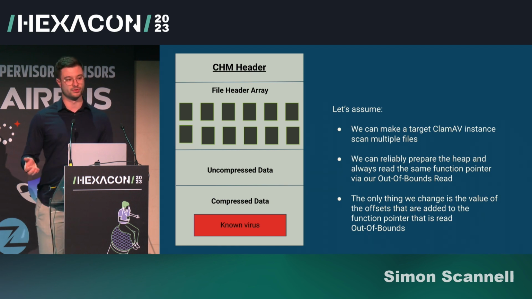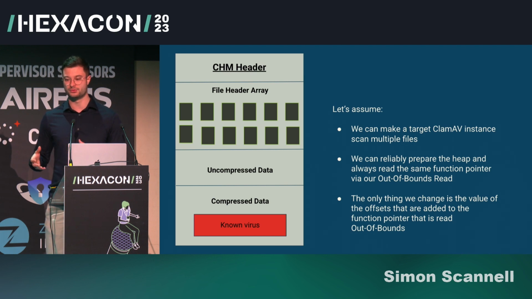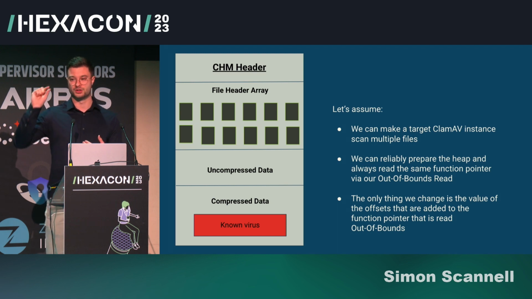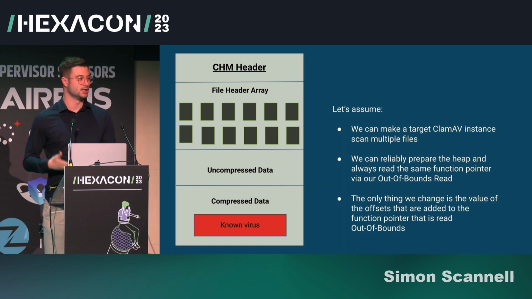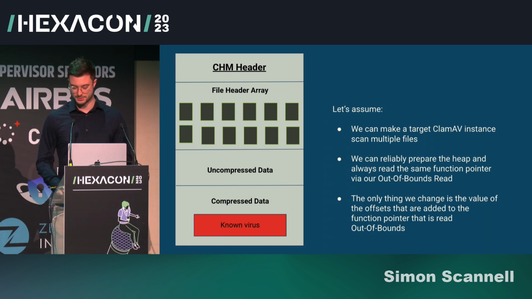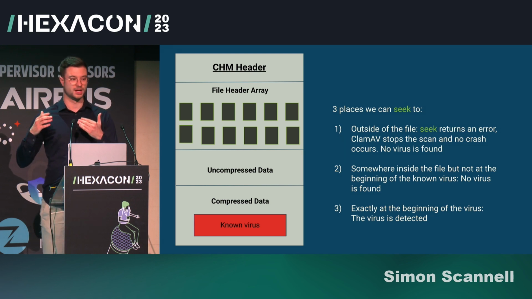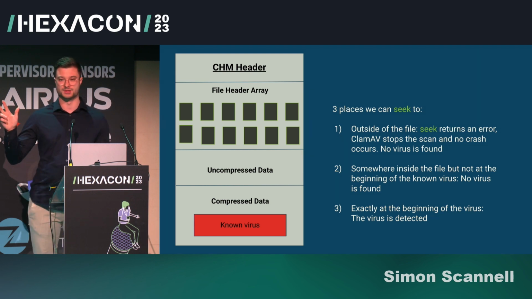And let's just assume for now we can reliably prepare the heap in a way that the out-of-bounds read always reads the exact same value, which is still unknown. The only thing that we change in each file that we send are the 2 other values that we control. And that will yield kind of random values because we have no idea what the function pointer value actually is. So that means the resulting value of this addition can result in basically 3 places that can be seeked to.